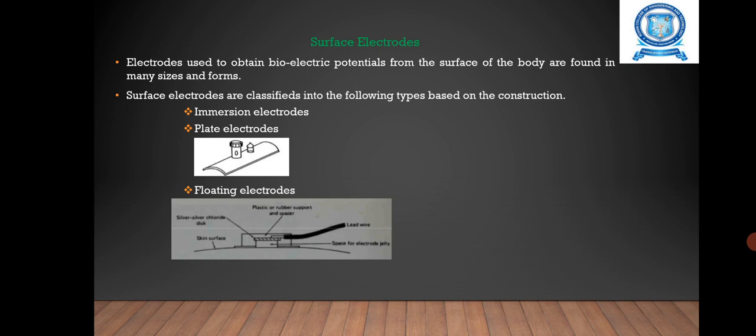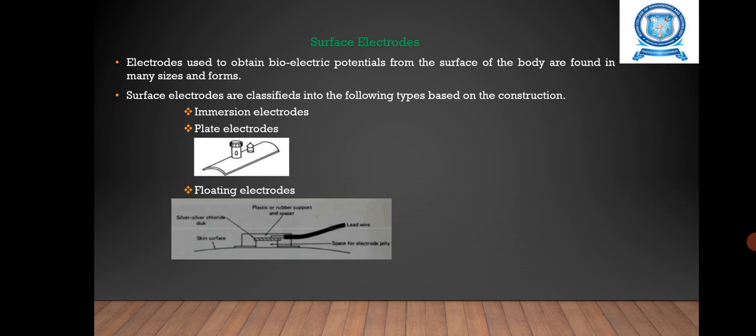Surface electrodes. Electrodes used to obtain bioelectric potentials from the surface of the body are found in many sizes and forms. Surface electrodes are classified into the following types based on construction. Immersion electrodes. It is used for potential measurements and is simply buckets of saline solution in which the subject places his hands and feet.